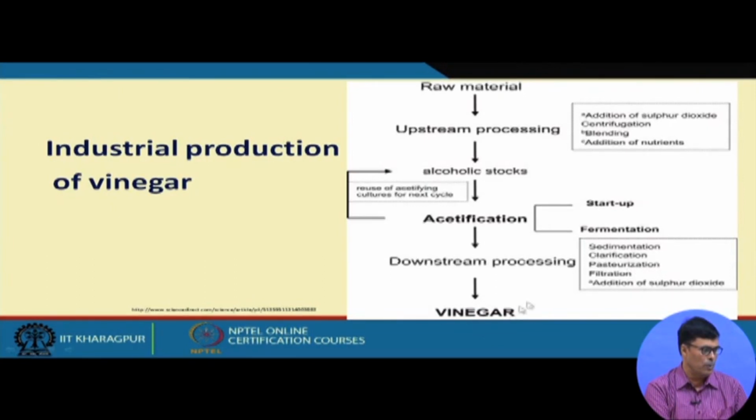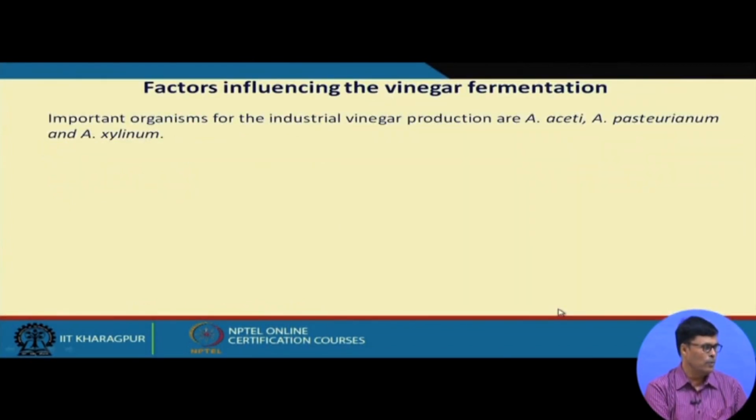Then we add this sulfur dioxide in case we don't do the pasteurization, because it is used as a preservative material, and we get the vinegar. This is how we produce vinegar in the industry. Now the question comes: what are the factors that influence the vinegar fermentation process?